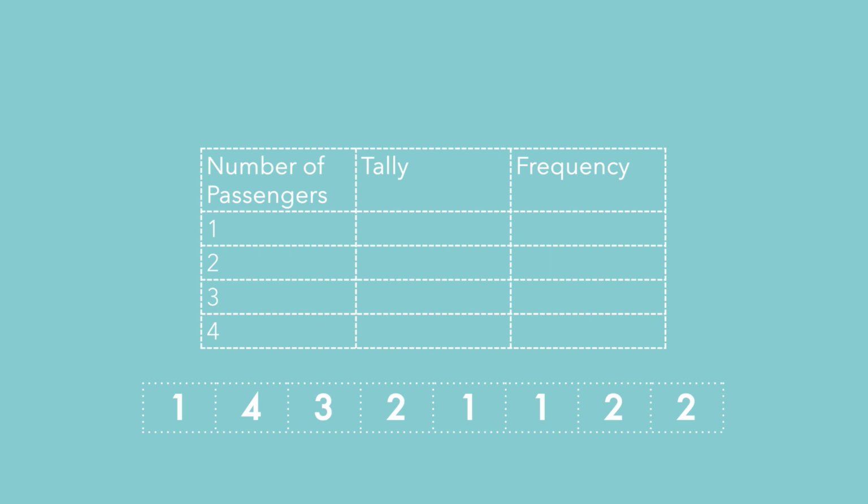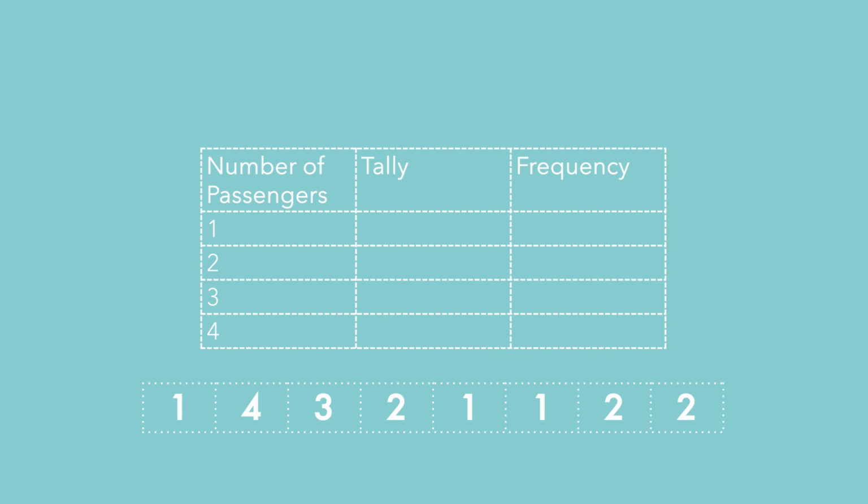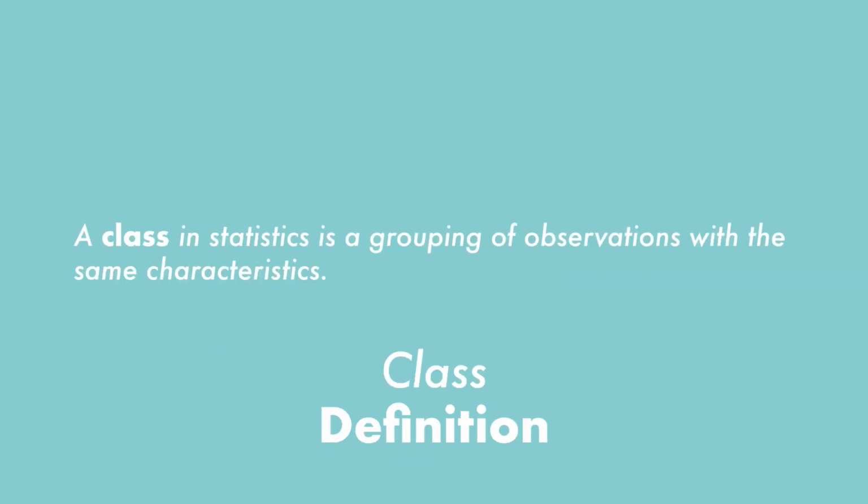A frequency table is constructed by arranging collected data values in ascending order of magnitude with their corresponding frequencies. We have a list of 4 values: 1 passenger, 2 passengers, 3 passengers, and 4 passengers. These values we designate as the classes. A class in statistics is a grouping of observations with the same characteristics. In our case, we have 4 classes, from 1 passenger to 4 passengers.